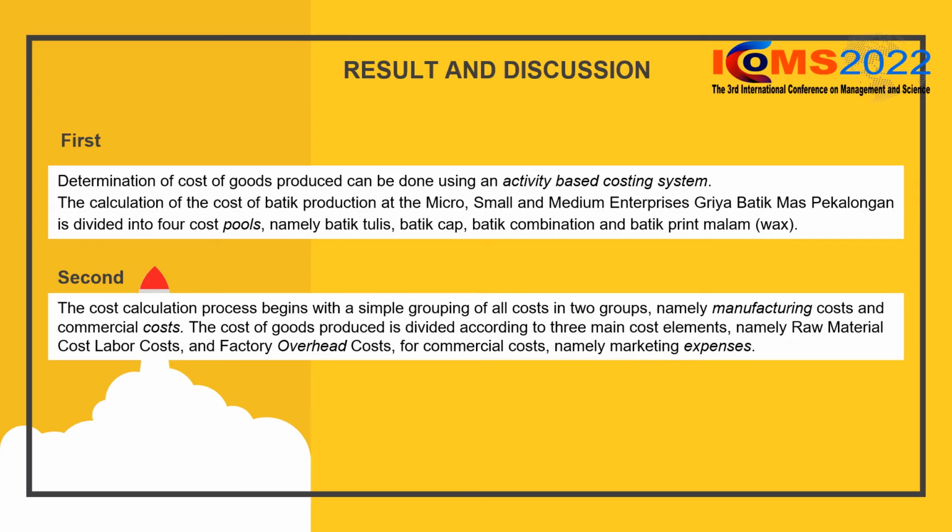For result and discussion, there are two types of activity-based costing system. The first, determination of cost of goods produced can be done using an activity-based costing system, with the calculation of the cost of batik production at the micro, small, and medium enterprise Griya Batik Mas Pekalongan divided into 4 cost pools, namely batik tulis, batik cap, batik combination, and batik print malam or wax. And the second, the cost calculation process begins with a simple grouping of all costs into 2 groups, namely manufacturing cost and commercial cost. The cost of goods produced is divided according to 3 main cost elements, namely raw material cost, labor cost, and factory overhead cost; the commercial cost is the marketing expense.